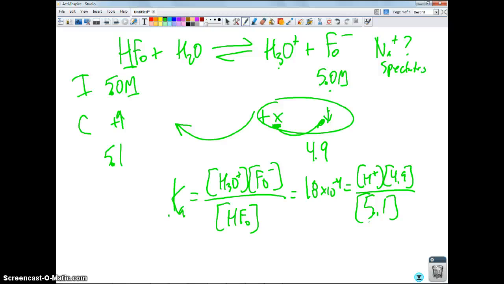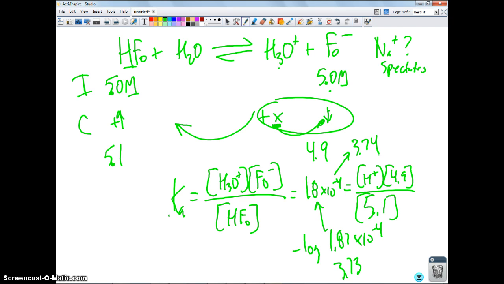I need to divide both sides by that. So I'm going to take 1.8 times 10 to the negative fourth divided by that answer. And I get 1.87 times 10 to the negative fourth. Notice the difference isn't much, right? So that's now our concentration of H. If I wanted to find the pH, I take the negative log of this, and that value is now 3.73. Previously, if I had taken the negative log of 1.8 times 10 to the negative fourth, it was 3.74.